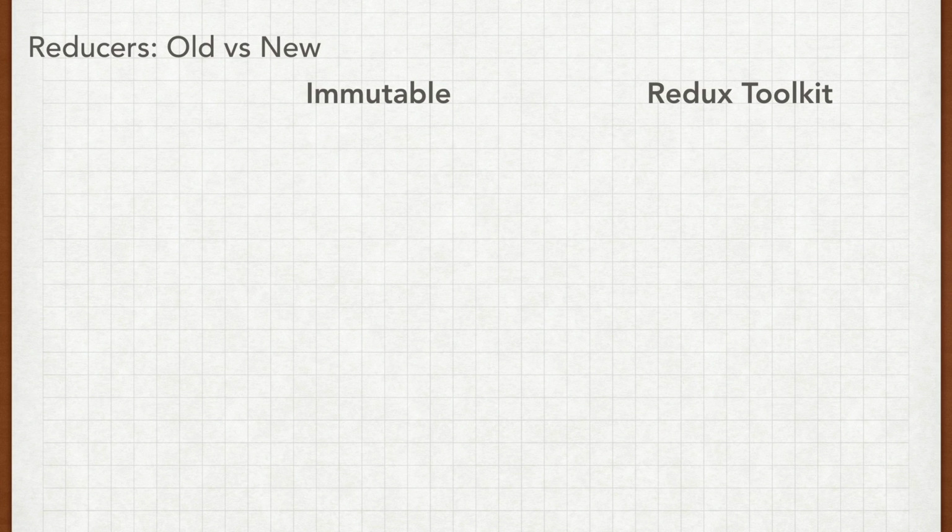Okay, so let's compare the way that we write immutable traditional state update logic and also the Redux Toolkit way using Immer. So let's start out with arrays. And the first operation that I want us to cover is add. So adding an element to an array.